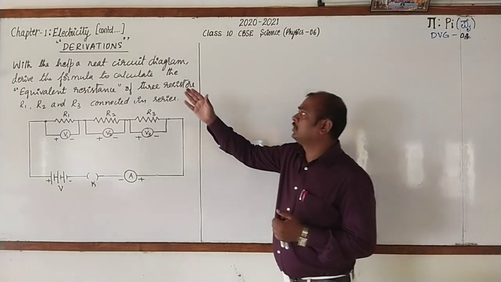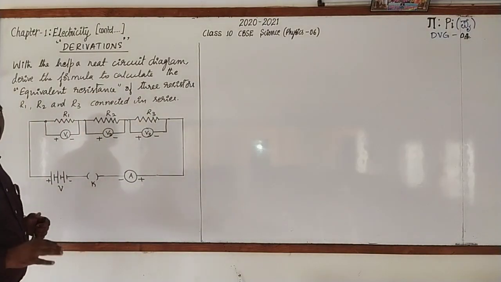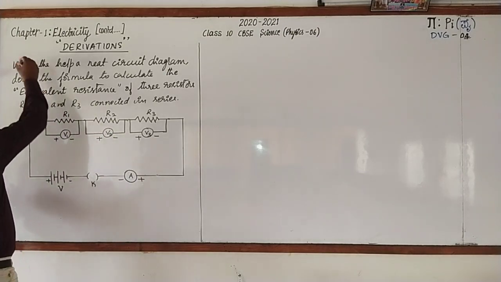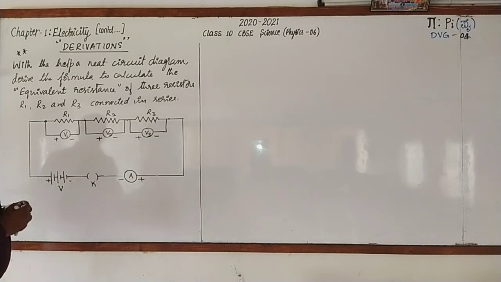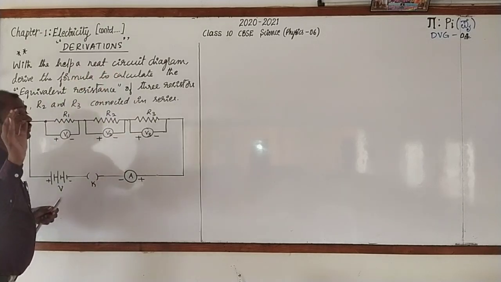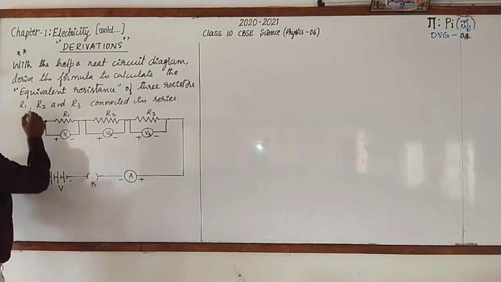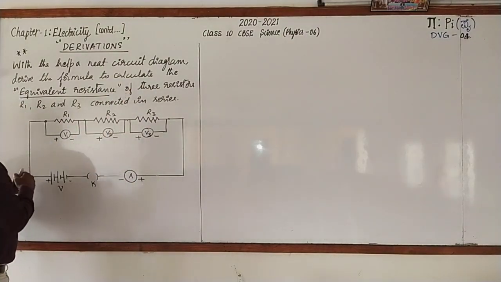First, I am going to take the derivation with respect to series. Please don't copy, observe. It is very important from the examination point of view. You should also write this as a question. The question can be asked like this: with the help of a neat circuit diagram, derive the formula to calculate the equivalent resistance of three resistors.